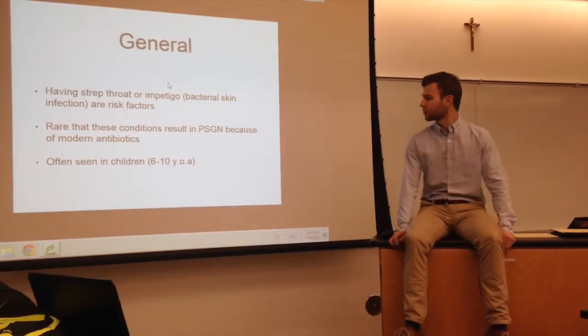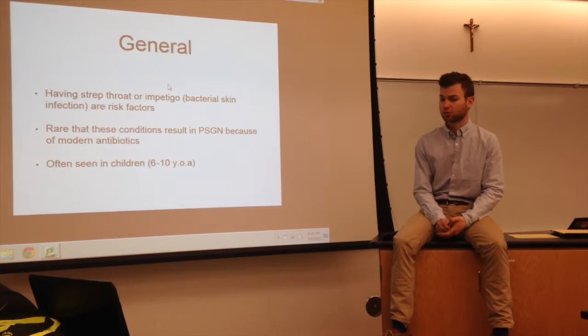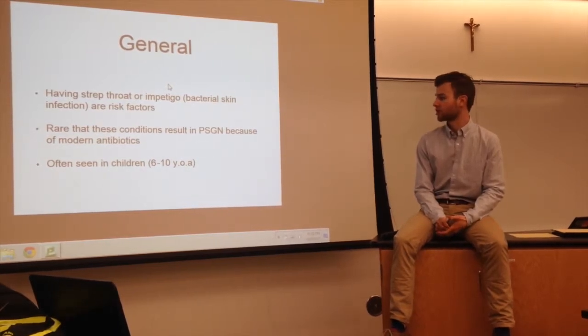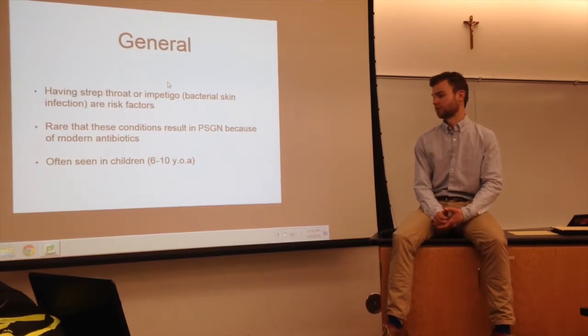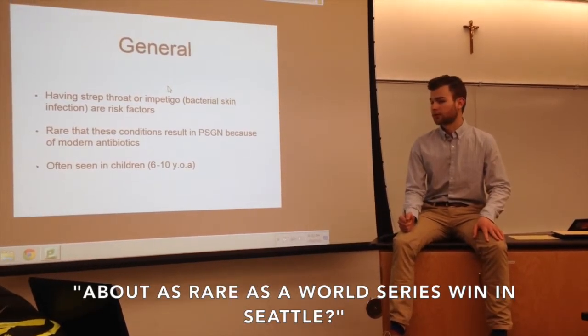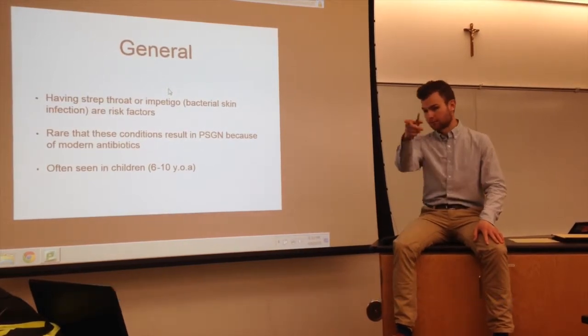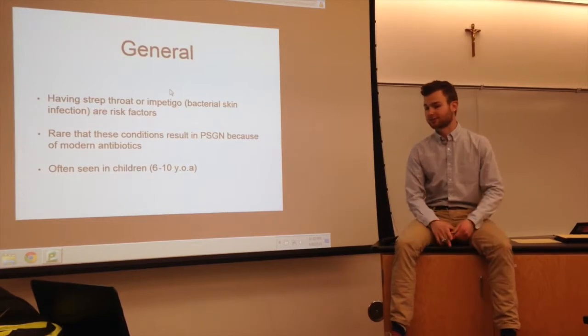So, just some general information. Having streptococcus or impetigo are risk factors for PSGN. It is rare that these conditions result in PSGN, though, because of modern antibiotics. About as rare as a World Series win in Seattle. You too, French. It's often seen in children 6 to 10 years of age.